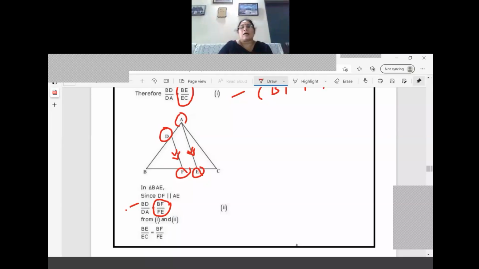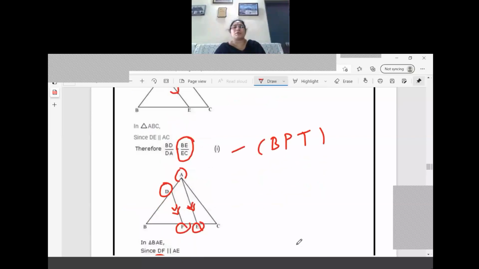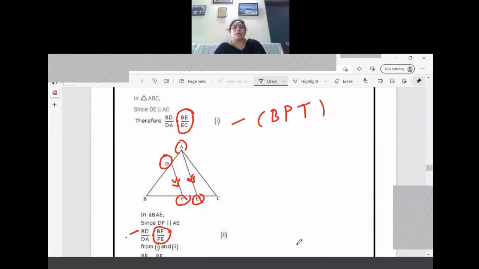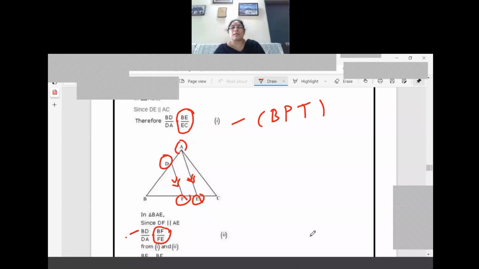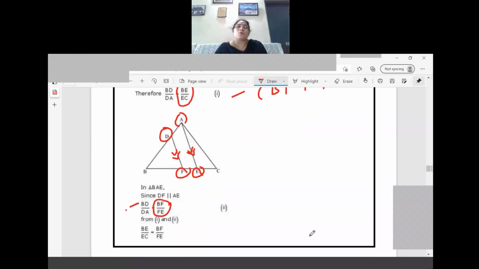So BD by DA. Now the left side of the first equation and the second equation are the same. What is the left side? BD by DA only. So what conclusion can we make? BE by EC equal to BF by FE. This is proved, hence proved we can write. Just identify which are the parallel lines, and according to the question write the corresponding side ratios correctly, then we can prove this type of question very easily.